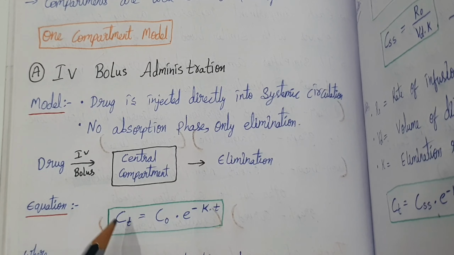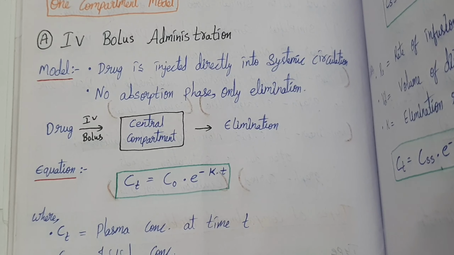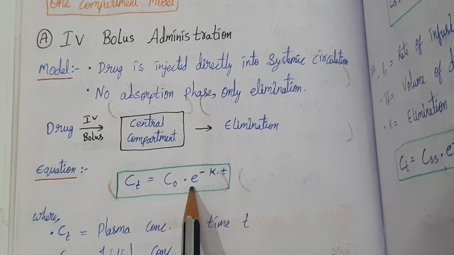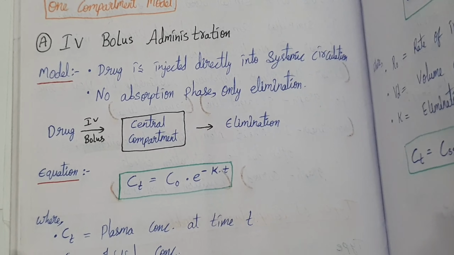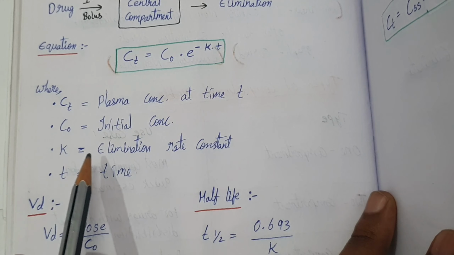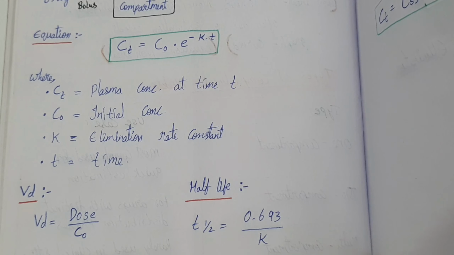Now we have the equations. These equations you have to remember for the exam. The equation we use here is Ct equals C naught multiplied by e power minus kt, where Ct equals plasma concentration at time t, C naught is the initial concentration, K is the elimination rate constant, and t equals time. This equation shows us how the concentration decreases exponentially over time.